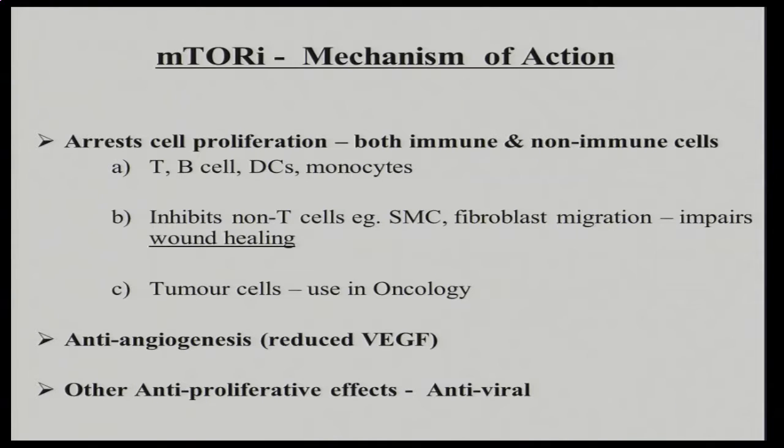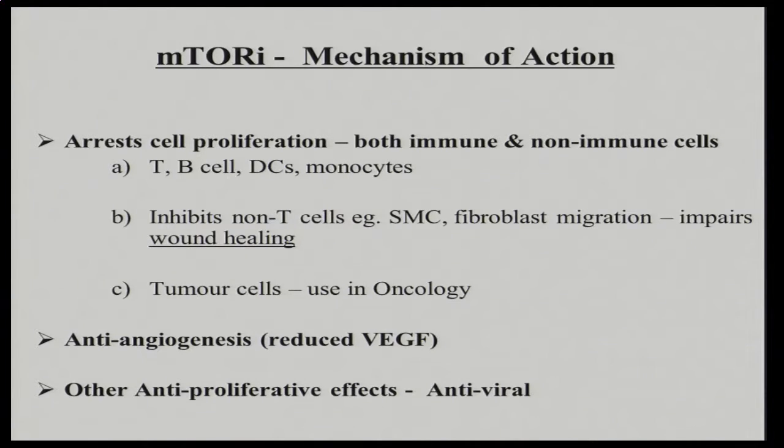The mTOR inhibitors, I'll show you how we use these clinically in a moment, but they are anti-proliferatives. They arrest cell proliferation, both immune and non-immune cells, so T cells, B cells, and so they are immunosuppressive, but they also block non-T cells, fibroblasts, and so they do impair wound healing. So you've got to be very careful when you're using this drug and you've got someone who's having major elective surgery, whether you decide to change them from that.